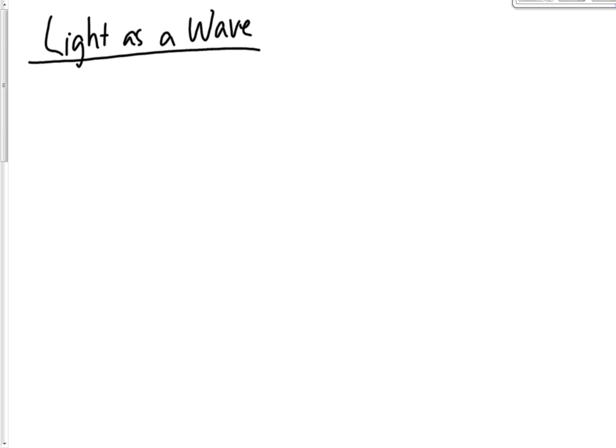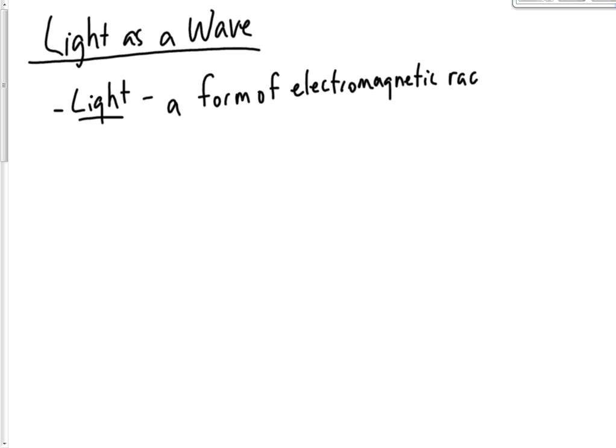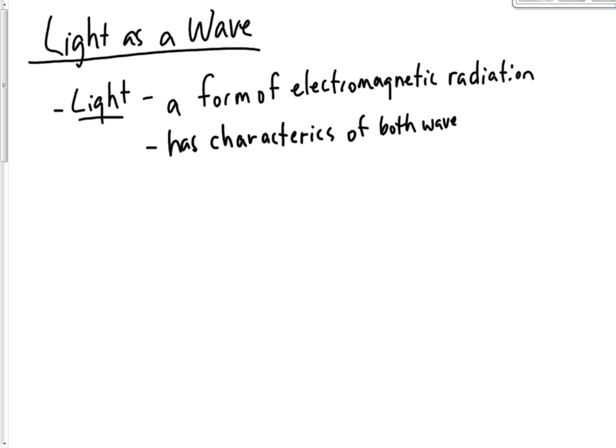Okay, this is the electron unit, and light is a wave. So this is a lot of definitions, so you just need to make sure that you write them down correctly. All right, first one is light. Light is a form of electromagnetic radiation, and it has characteristics of both waves and particles.